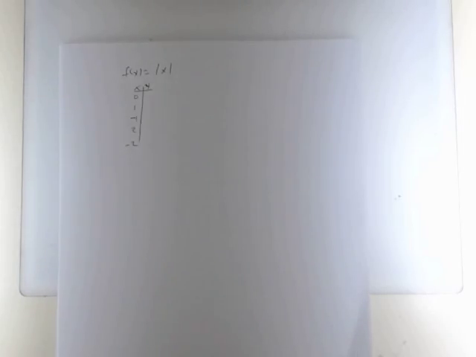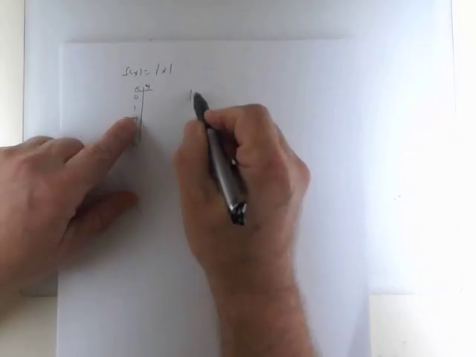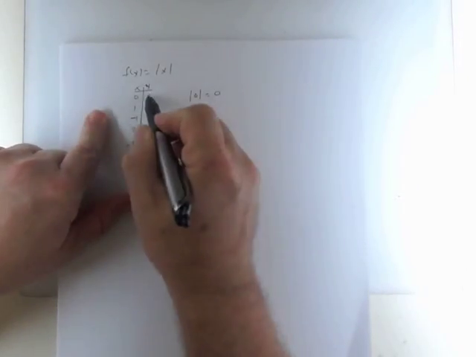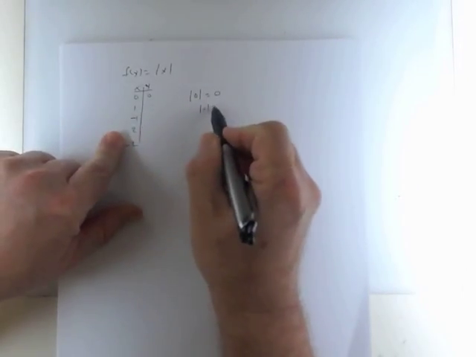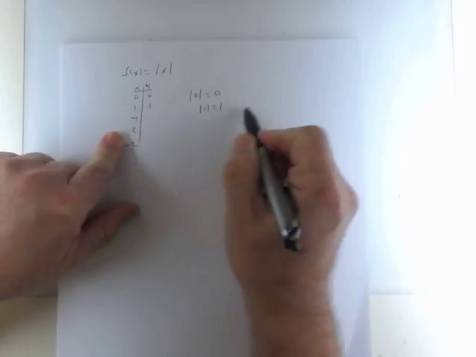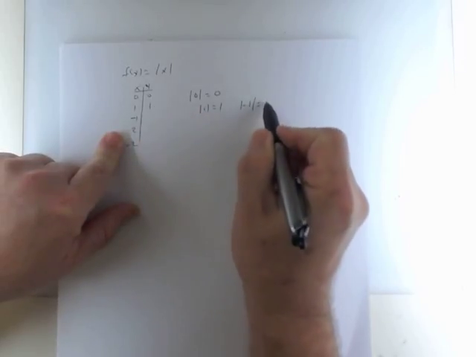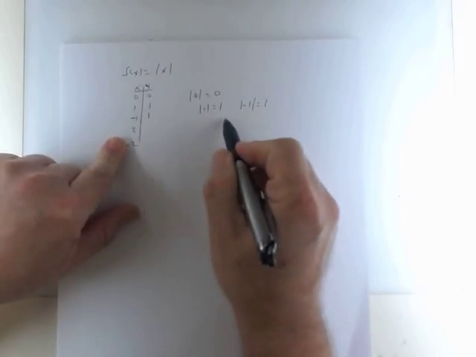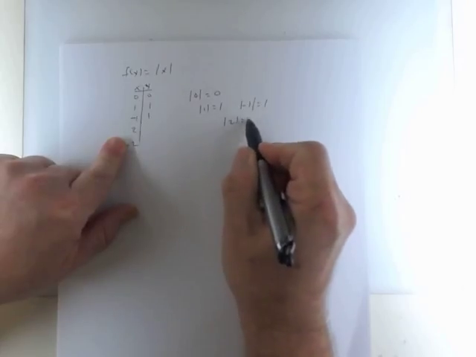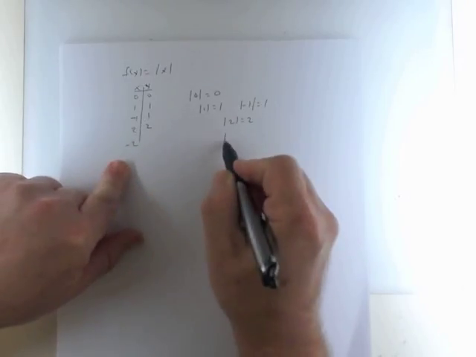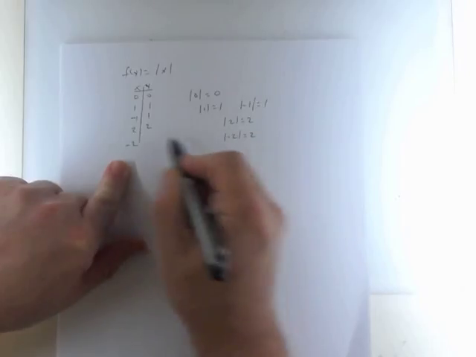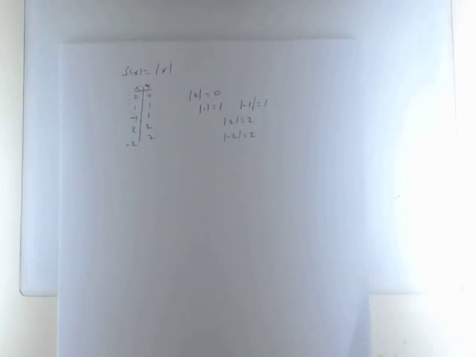Okay. So when x is 0, what's the absolute value of 0? When x is 1, what's the absolute value of 1? When x is negative 1, what's the absolute value of negative 1? When x is 2, what's the absolute value of 2? When x is negative 2, what's the absolute value of negative 2? 2. Now when I graph this, remember the shape of the absolute value function is a V.